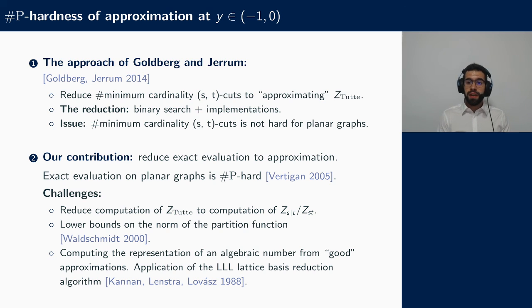Now, there are a few challenges in this approach. First, we have to reduce the computation of the Tutte polynomial to the computation of some ratios of partition functions. Then, to compute these ratios, we need very good sharp lower bounds on the partition function, but luckily for us that has been studied by number theorists before. And we also need to compute the representation of an algebraic number from a good approximation of this algebraic number, but for that we can use the lattice basis reduction algorithm of Lenstra, Lenstra, and Lovász. So combining all this, we can obtain this new reduction and prove our results.